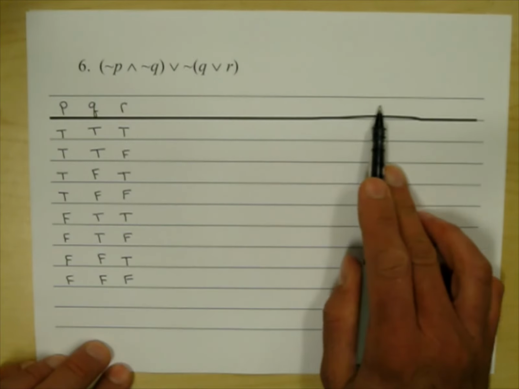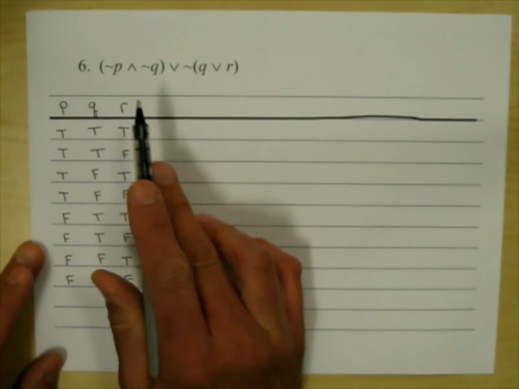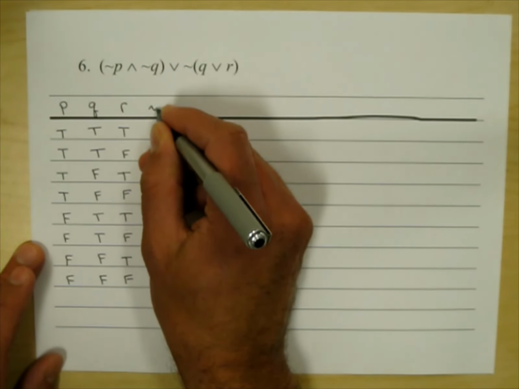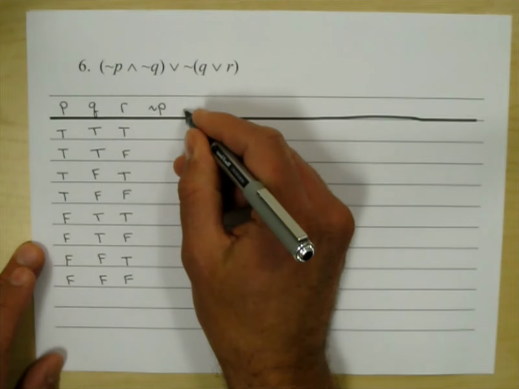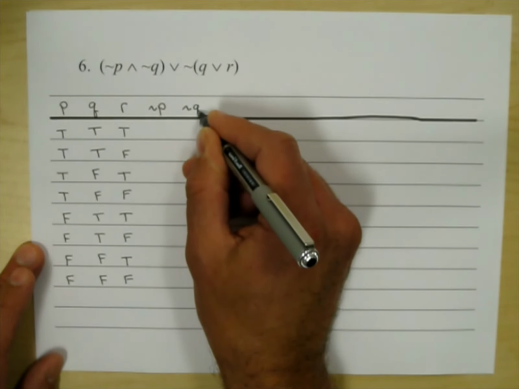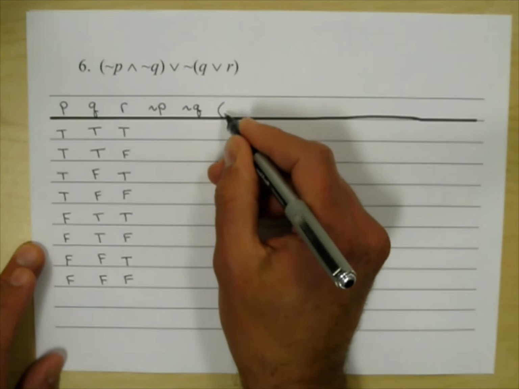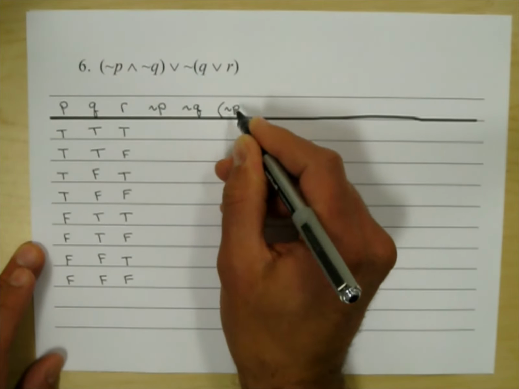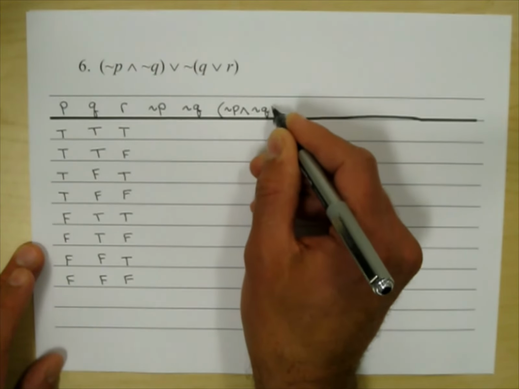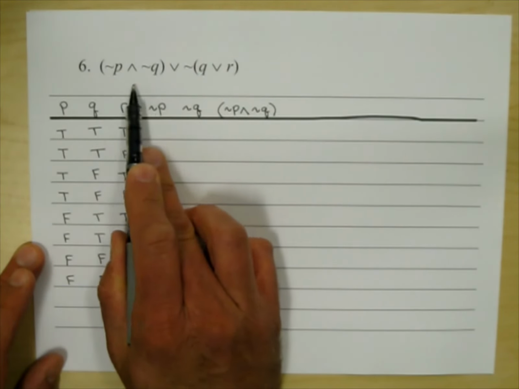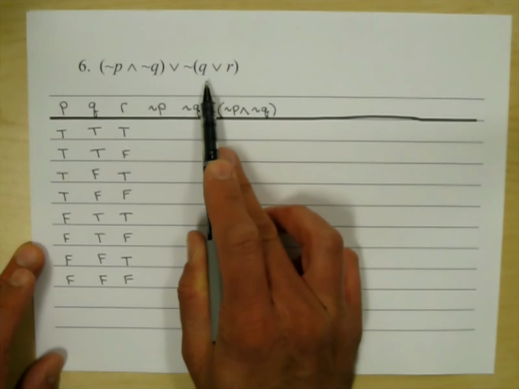Now let's go ahead and build our columns. What we see here is we do see a not P. And in this parenthesis we also see a not Q. And so we can build up this whole parenthesis and write it as not P and not Q. So that completes this part right here. It's like we're building a house, we've just built this part of the house. Now I'm going to build this part.